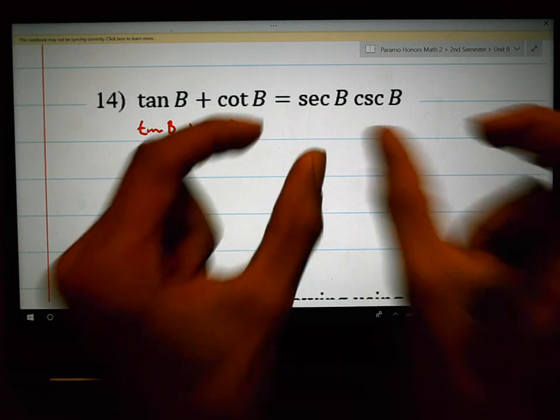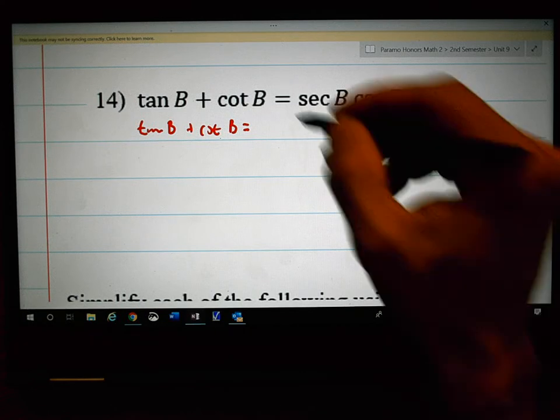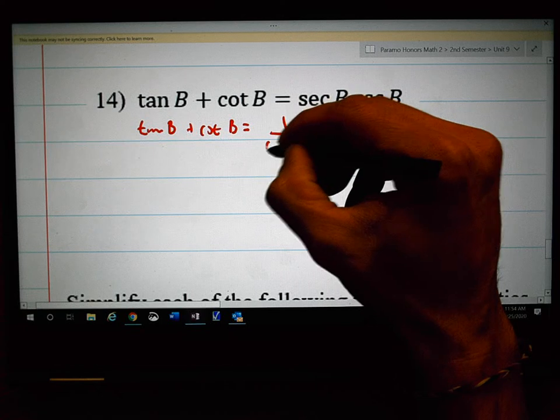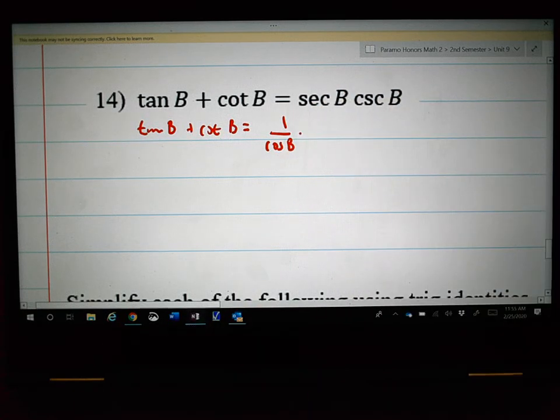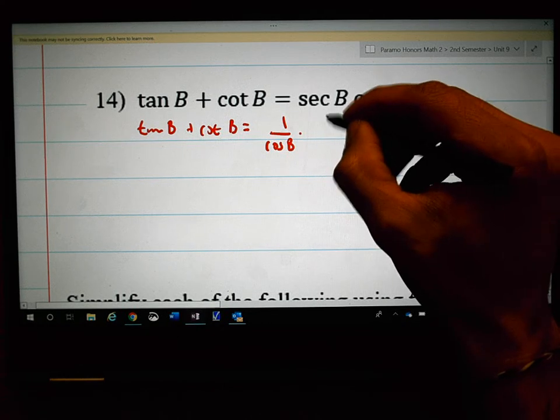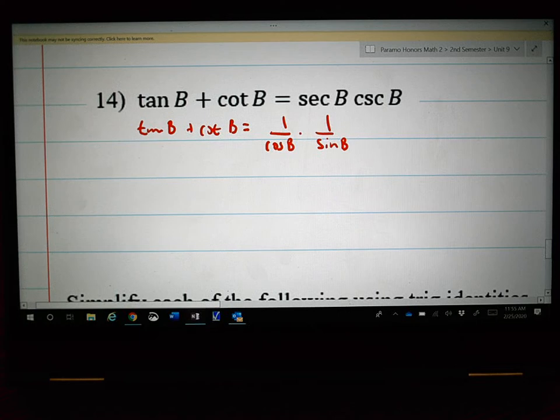These two things are multiplying each other. I don't see a squared term. The only thing I know how to do is I know how to turn secant into something, which is 1 over cosine of b. And I know how to change cosecant into 1 over sine of b. So far, so good.